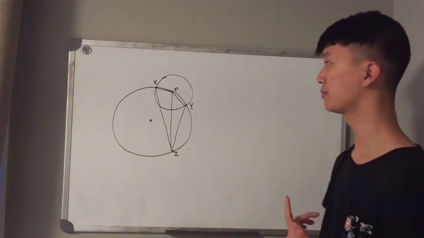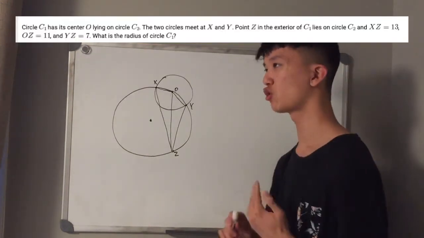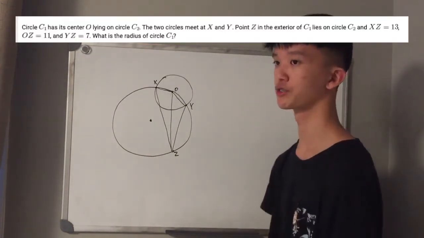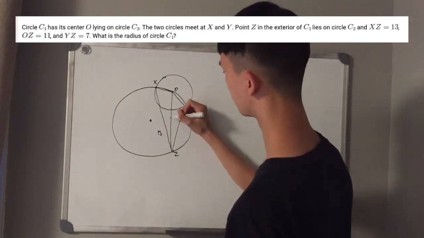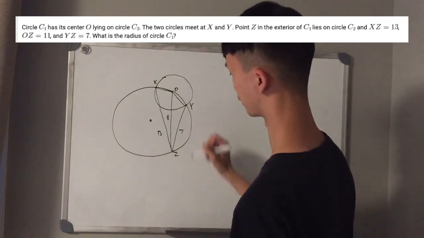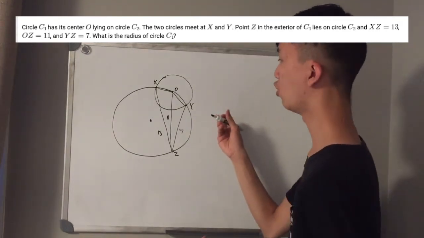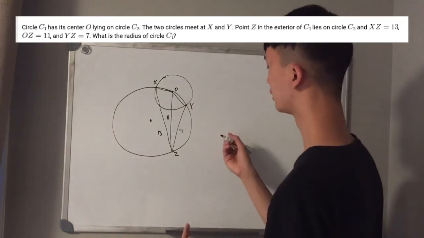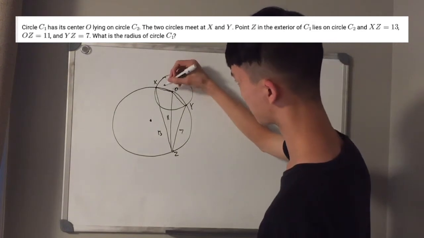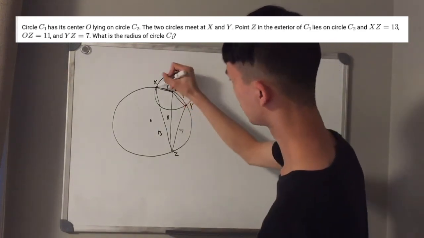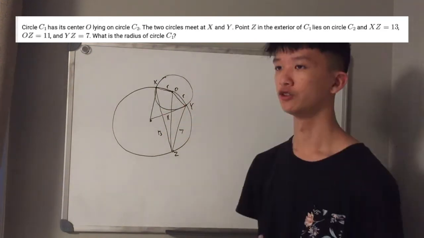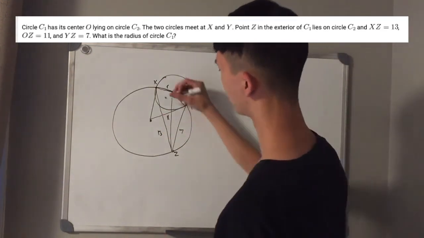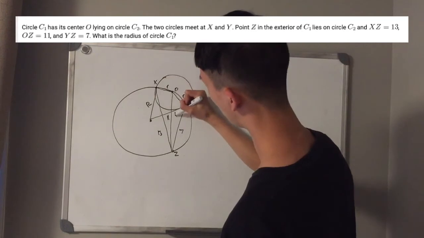Alright, now the first problem is above the board. So I've already drawn out a diagram of all the points and circles. So first we know that XZ is equal to 13, we know that OZ is equal to 11, and YZ is equal to 7. We also know that OX and OY are radii of circle O. So we're going to call these lowercase r. We also know that the center of this circle to X and the center of this circle to Y are the radii of the big circle, so capital R and capital R.